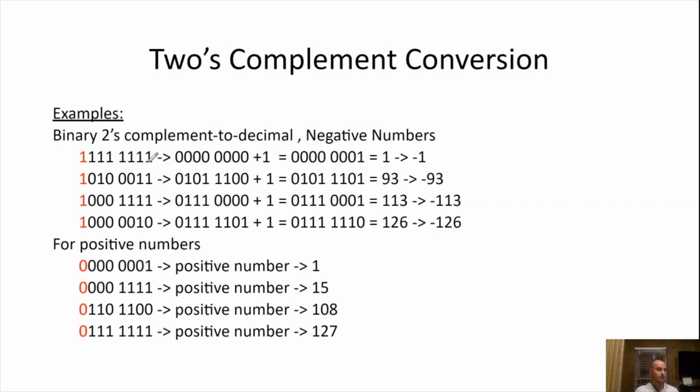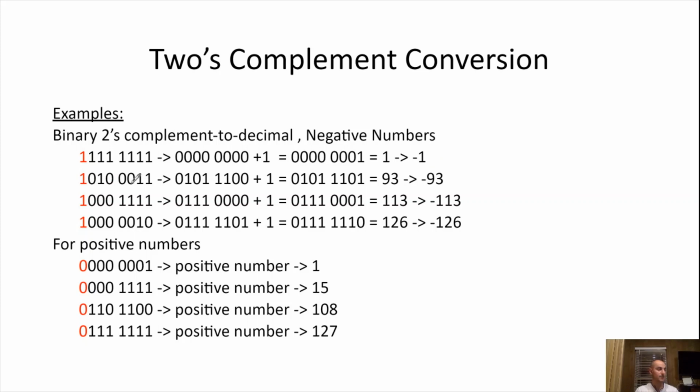So this is my number. I see it's a 1, so I'm going to take the 2's complement, which means flip and add 1. So I'm going to get this one. This is going to be 1. I knew it was negative, so I add a negative sign back.